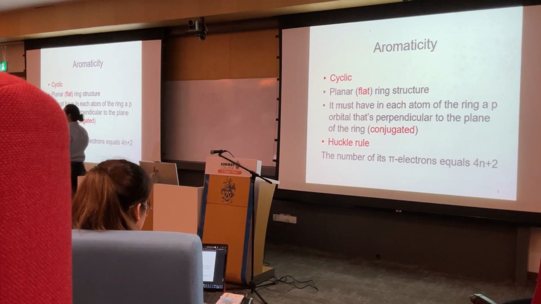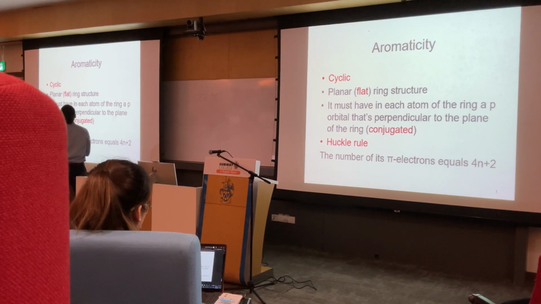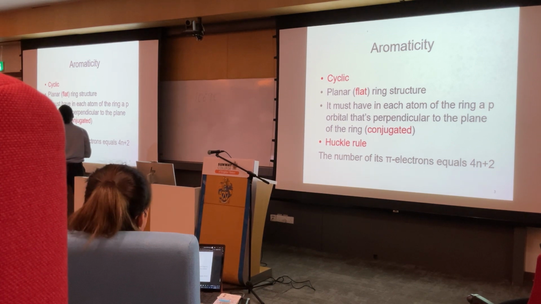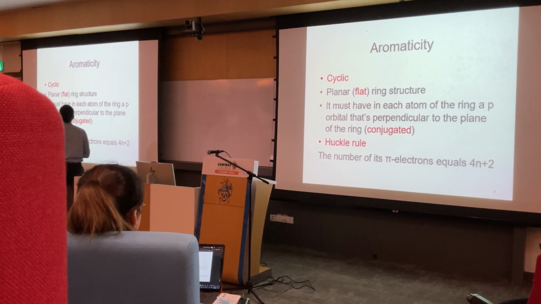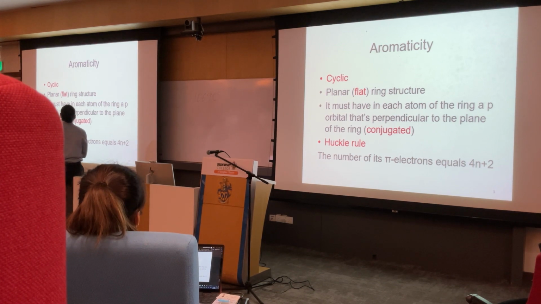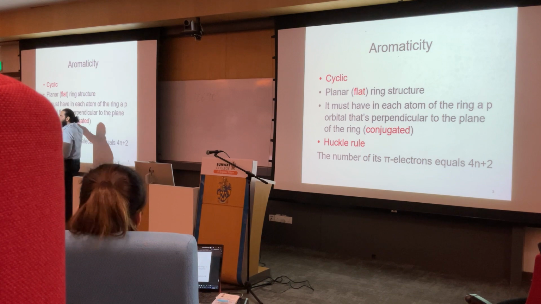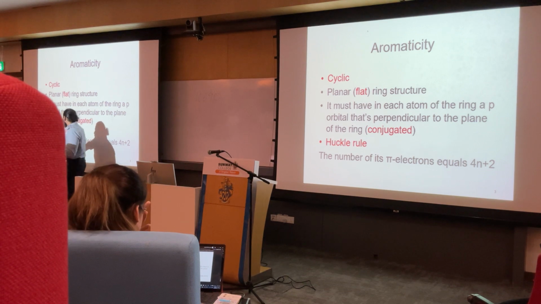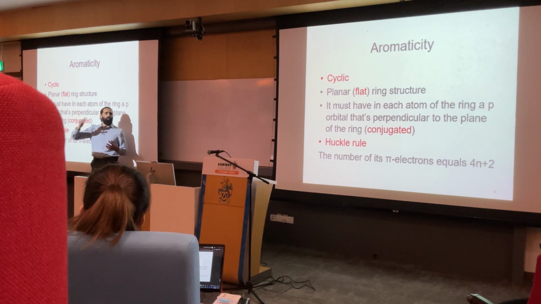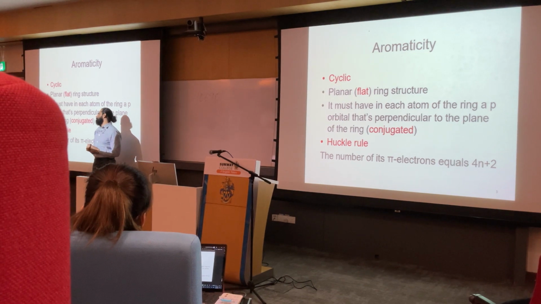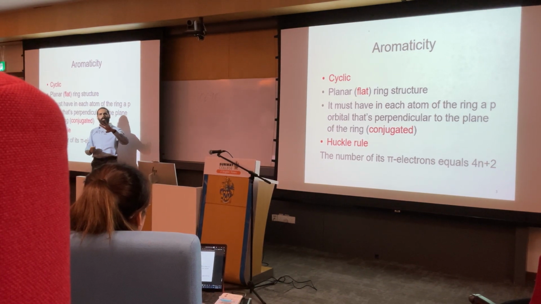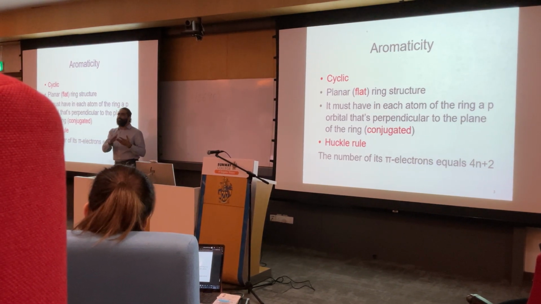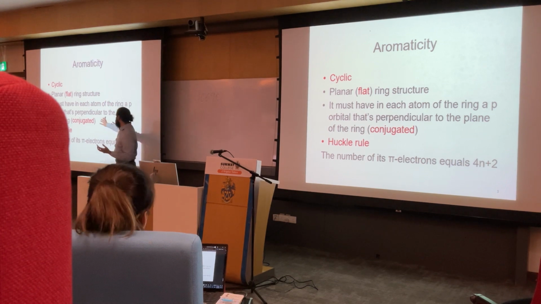Point number 3, which a compound needs to follow to be part of this awesome aromatic group, is that each atom of the ring must have a p orbital that's perpendicular to the plane of the ring. This is the exact thing which chemistry requires, but for you to keep remembering, you should have conjugated or alternating single and double bonds. So all these 3 things actually mean the same thing. In a molecule, if we have alternating single and double bonds, that's what this whole statement means.